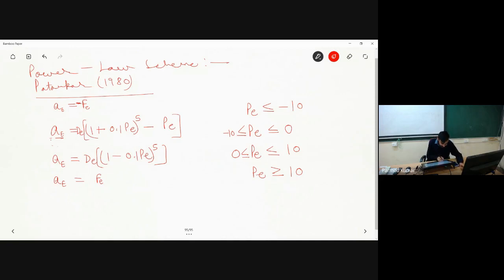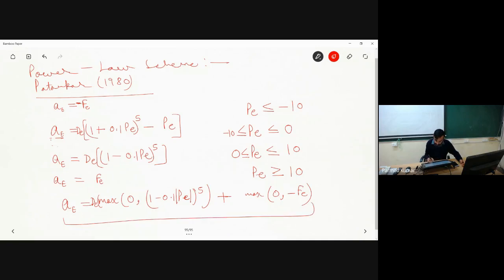Okay. So in general, if I have to write down the coefficient AE, so in general, this coefficient AE will become nothing but maximum of DE times maximum of either 0 or 1 minus 0.1 into Peclet number, mod of Peclet number, power 5. Okay, this plus maximum of either 0 comma minus FE. So this will be the general expression of the coefficient.